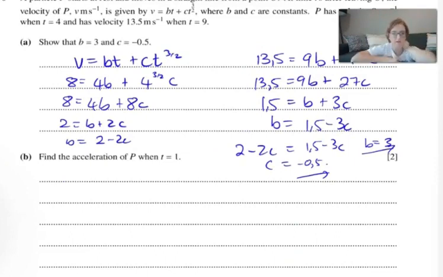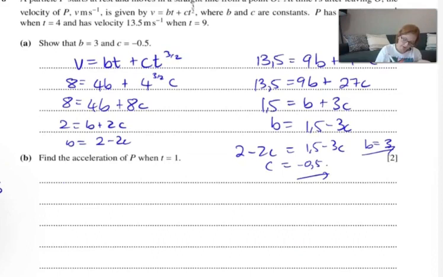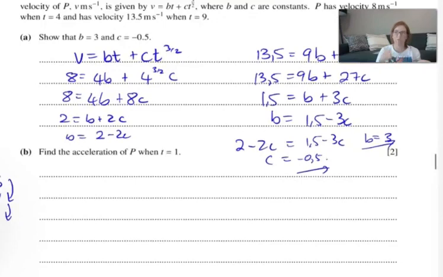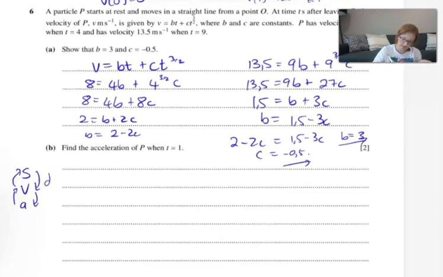Okay, in this one, find the acceleration of p when t is equal to 1. When we're given a velocity formula, you need to understand how we go from one to the other. Acceleration is change in velocity over change in time. We're not working with constant acceleration, we're working with varying acceleration. So we need to differentiate. To go down, we differentiate. To go up, we integrate.